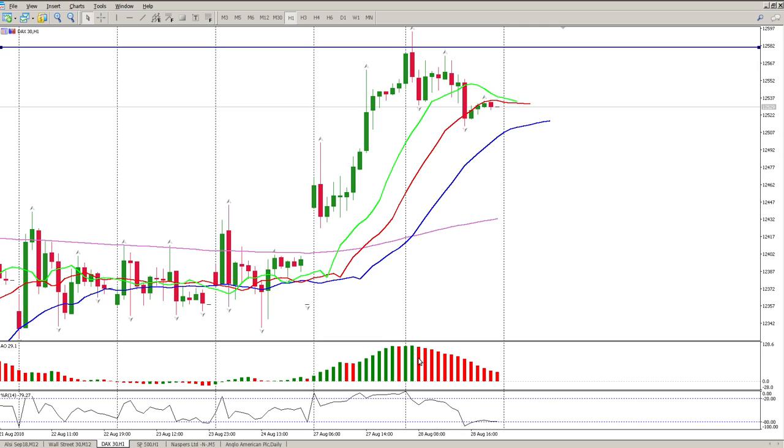What I'm looking at here is that we do have continuation divergences on the hour. So in other words, we had a low and a higher low, and then we had a low, lower low. So there is divergence: price is heading up, the oscillator is moving to the downside. When we're in a trend and we have divergences like this, they are continuation divergences, and continuation of the trend. So that's what it's looking like at the moment.